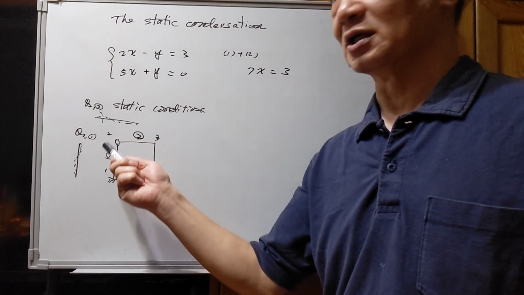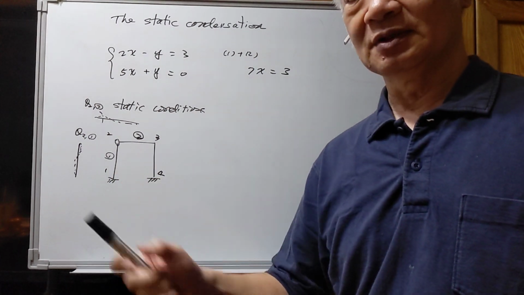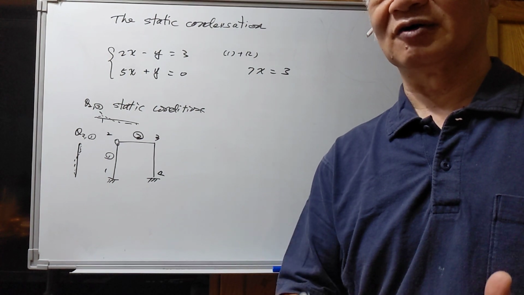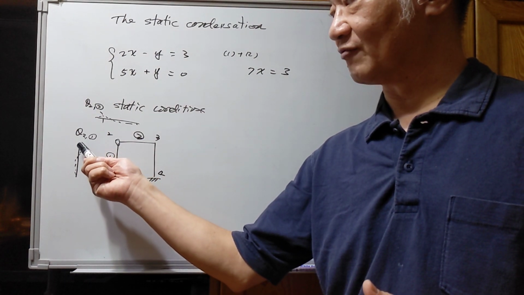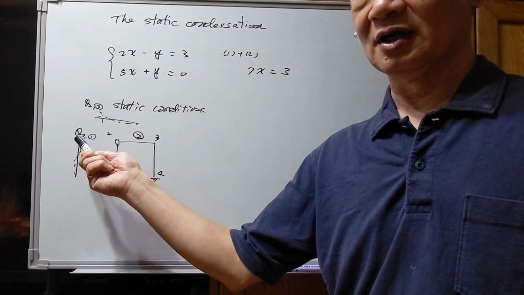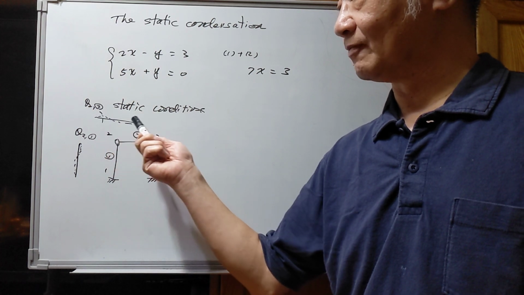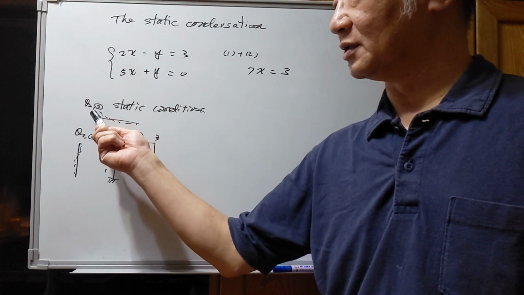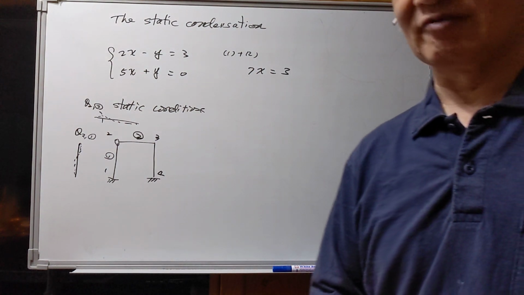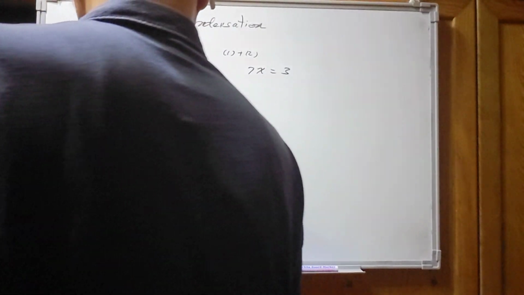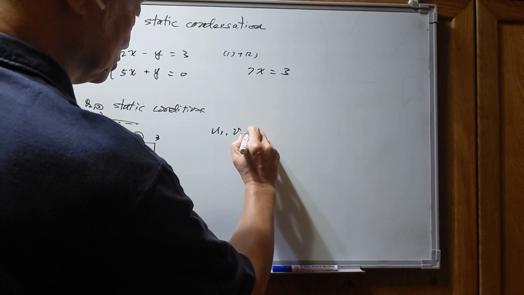But if we have a pin joint, then you do not have such behavior. The rotation for the column element at the top point will not be the same as the rotation for the beam element at the left end. These two rotations are different. Okay, so for such problems, we need to assume the unknowns.